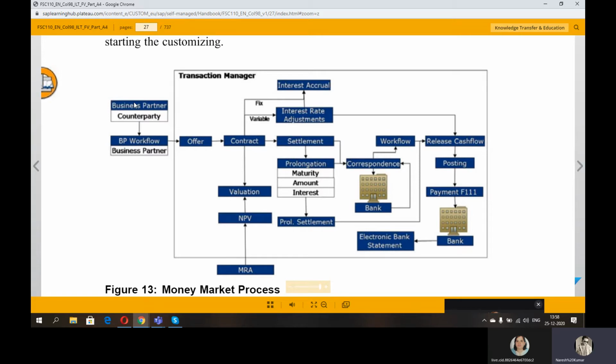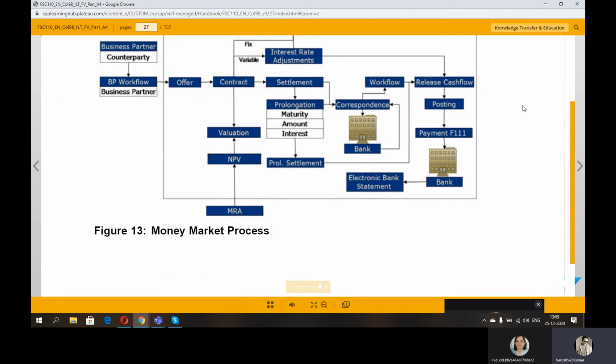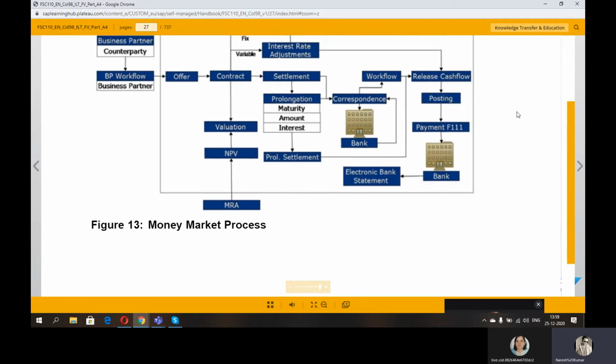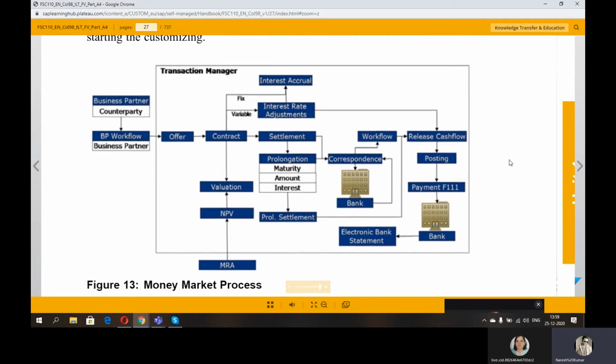The second thing is when it goes for interest accrual, based on interest accrual fixed, the interest rate adjustments variables. So based on interest rate variables, it will release the cash flow. If it's interest accrual, it will directly go with a contract and valuation and NPV. From NPV, it will go for market risk analyzer. This is an overview of how the transaction manager process will be taken based on the money market process. Okay.